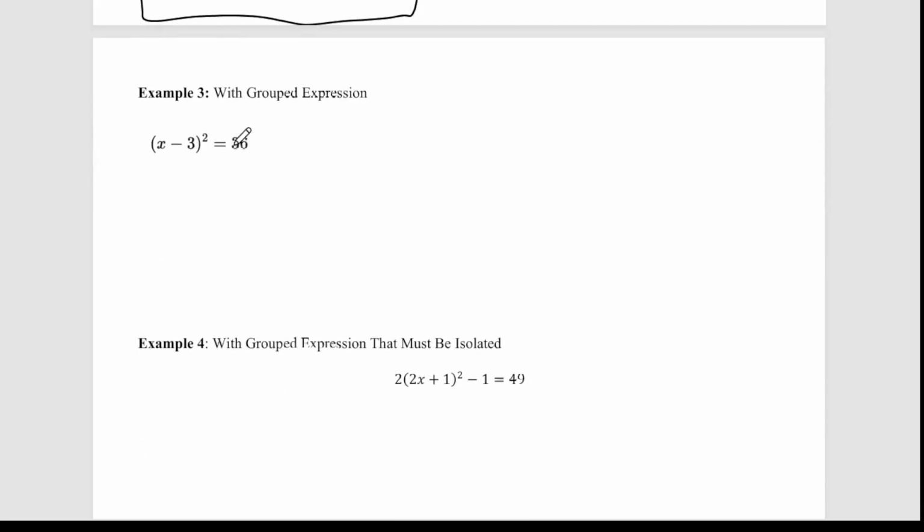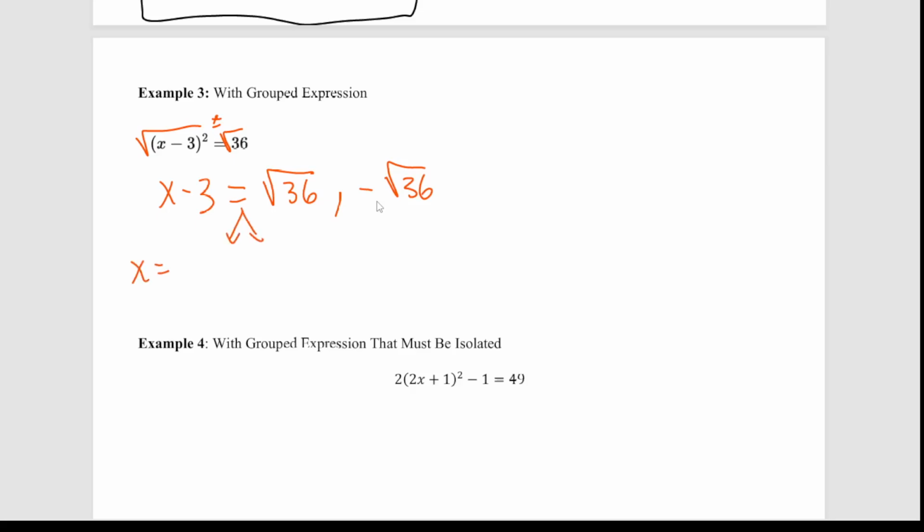Now, if you have more than one thing under there, then whenever you undo that square with the square root, it's still going to be plus or minus, but then you get that whole expression that's under the root. In this case, x minus 3 is equal to positive root 36 or negative root 36, which is really just 6.